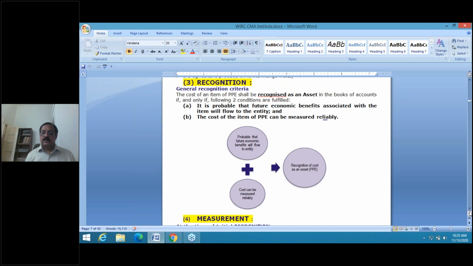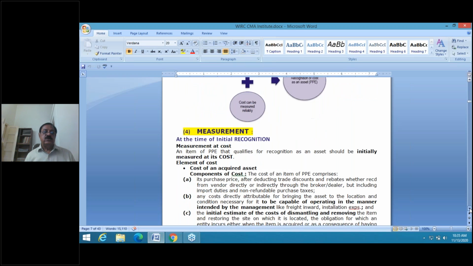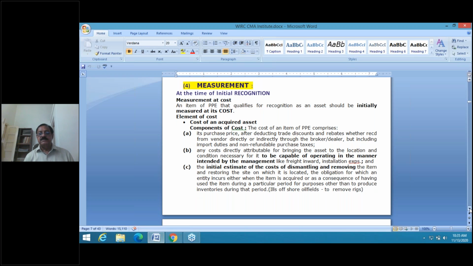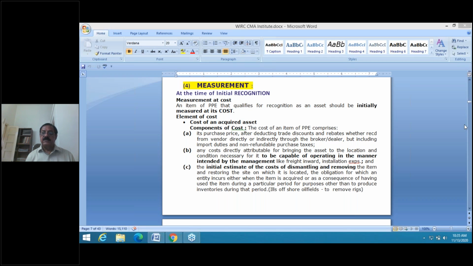So the two conditions are to be fulfilled. Now go to the measurement part. At the time of initial recognition, measurement comes at two stages. One at the initial stage, and secondly at the stage of subsequent balance sheet. In these two ways it comes. So now first I am dealing with the first part. An item of PPE that qualifies for recognition as an asset should be initially measured at its cost. So initially it is to be measured at cost.